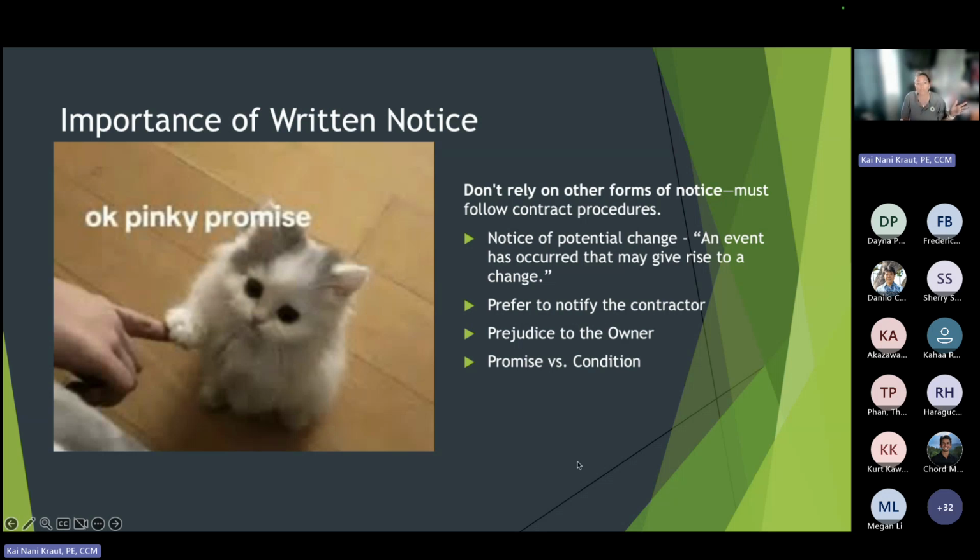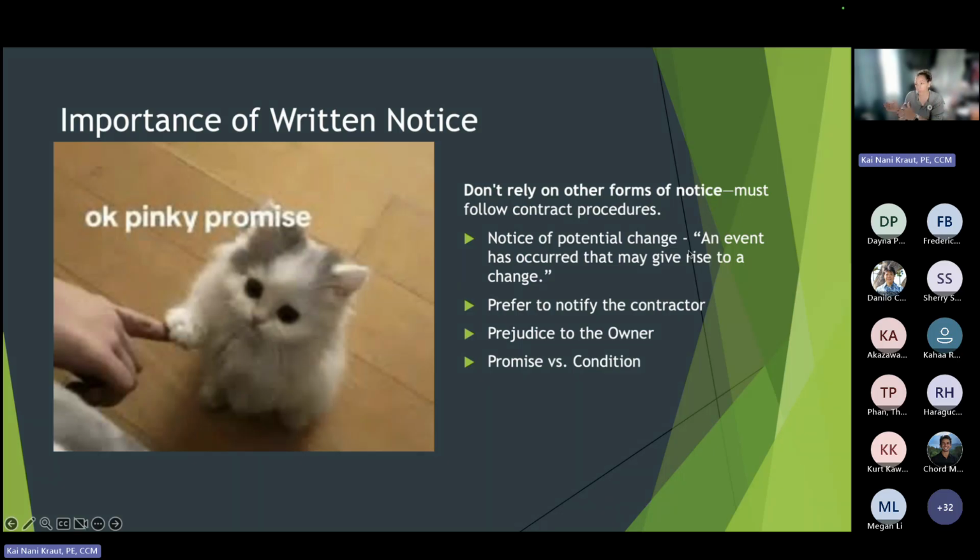Okay, so importance of written notification. Don't rely on other forms of notification, and we don't have to. You'll have a contractor say, well, it was in the meeting minutes. That is not notification. Those are meeting minutes. So make sure it's a formal notification.